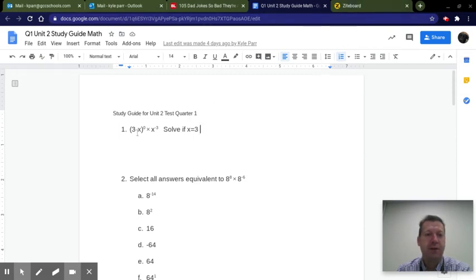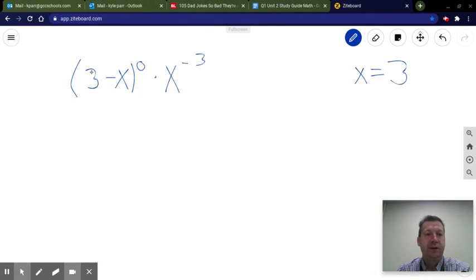So question 1, 3 minus x raised to the 0 power times x to the negative third if x equals 3. So here's that problem. And the first thing that you need to realize is that no matter what, anything raised to the 0 power always equals 1. So even though this is 3 minus 3, which equals 0, and you get 0 to the 0 power, that equals 1. And then you're going to take 1 times 3 to the negative third. Well, anything times 1 is itself. So this is just going to equal 3 to the negative third.